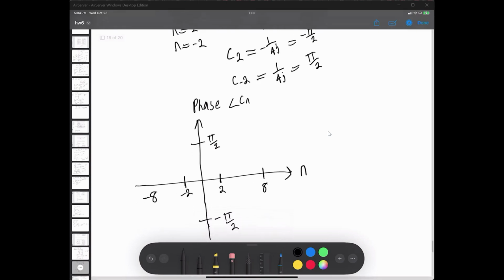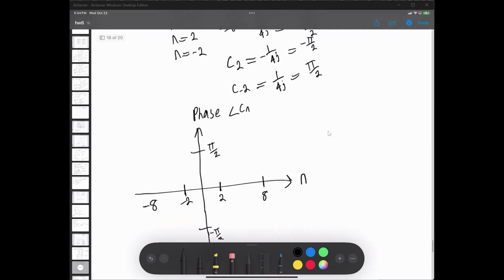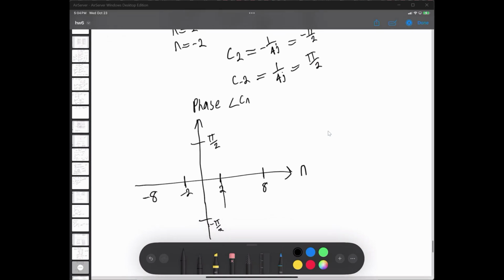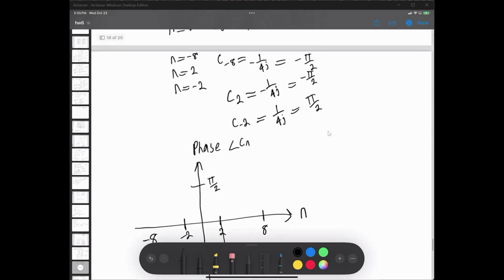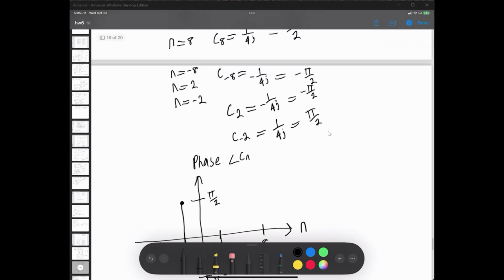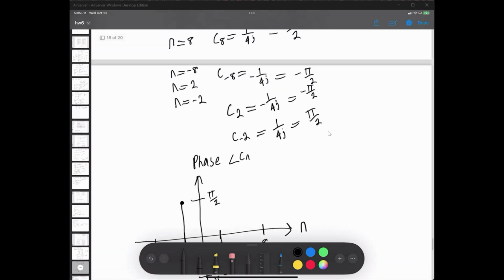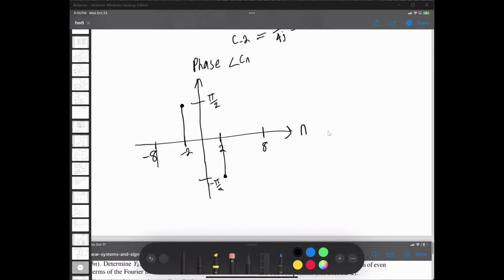So we have, this is a discrete kind of graph, by the way. Negative pi over 2, so we're going down for C2. And for negative 2, we're going up. And for negative 8, we're going down. Right? And for this one, we're going up. And you can kind of see the sine wave.